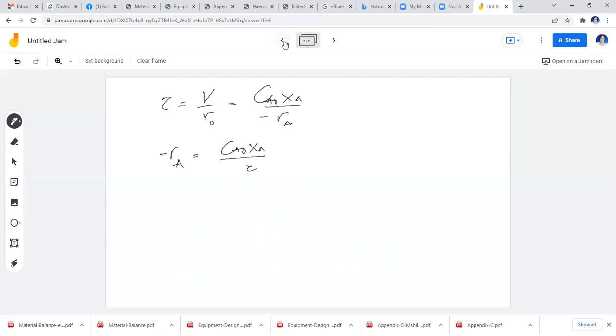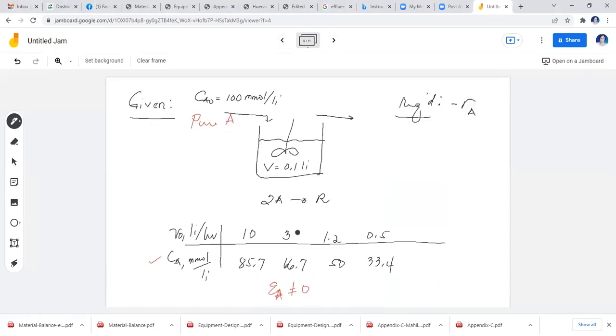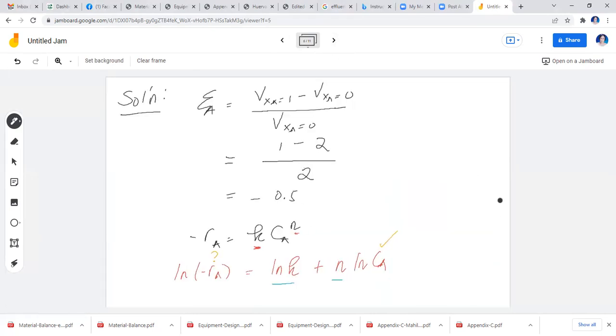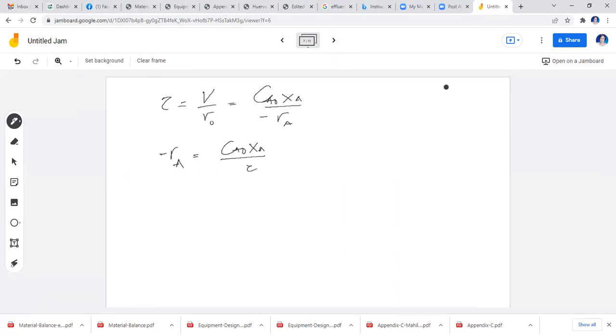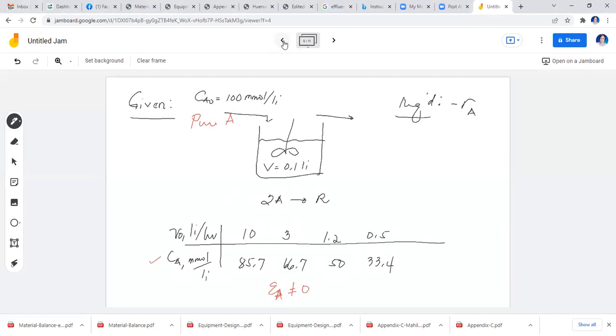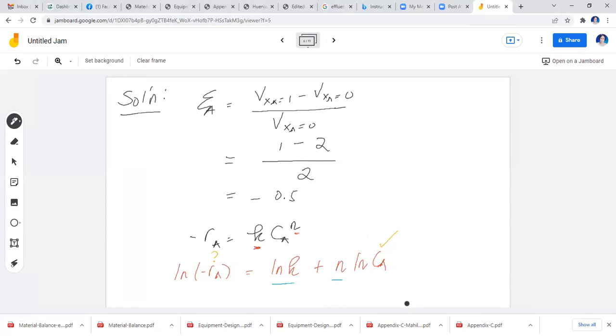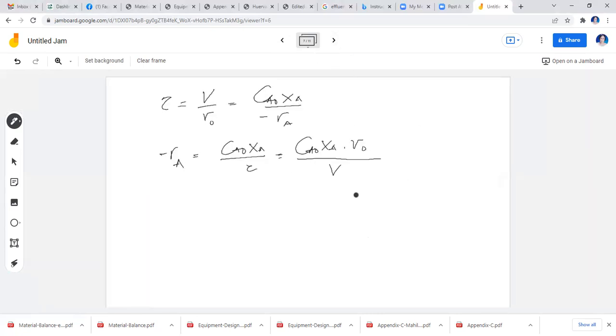So let's see in terms of our given if we can solve for the tau already. You have a different tau depending on the volumetric flow rates that are being used. So we'll have this formula here written in which you have the V and the V sub O. Since this is V over V sub O, I'll write this one now as CaO XA times the small v sub O over the V. Your V is fixed at 0.1 liter. So it's true for all the runs that you will have 0.1 liter for the V.